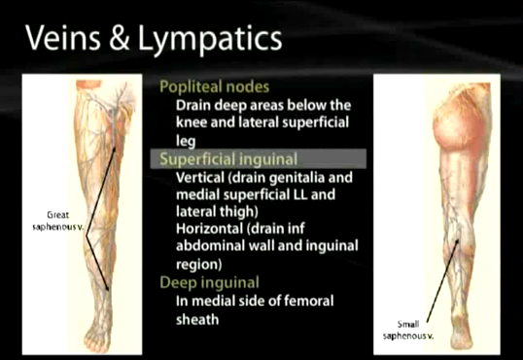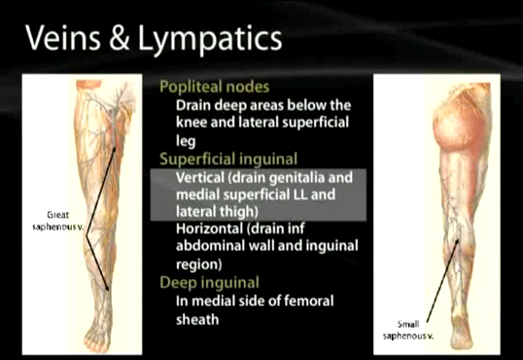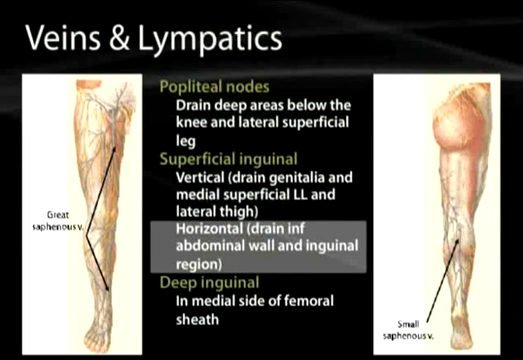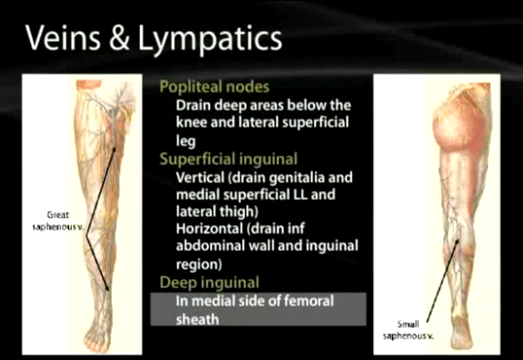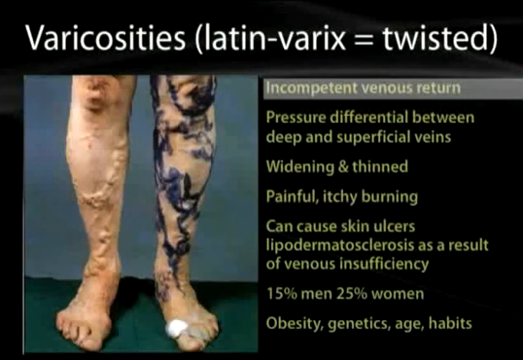As far as superficial regions, the superficial inguinal nodes have that vertical set, which drain genitalia and medial and superficial thigh, and the horizontal superficial nodes, which will drain the inferior abdomen and the inguinal region. The deep nodes, again, will be draining the medial side of the femoral sheath, as well as the femoral thigh itself.